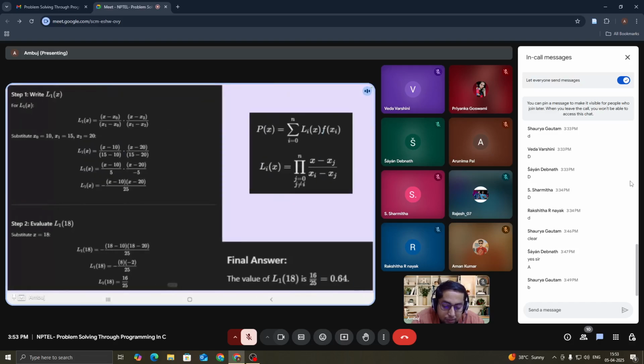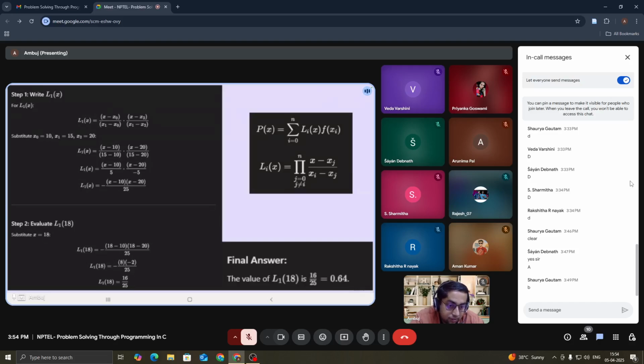Now I will expand this expression. Try to see the right hand side. L1(x) is equal to product of (x minus xj) over (xi minus xj). So if I am writing L1(x), j cannot be equal to 1. I'll move systematically. First of all, I'll proceed with x0. So I'll write the product (x minus x0) over (x1 minus x0). This would be my first term.